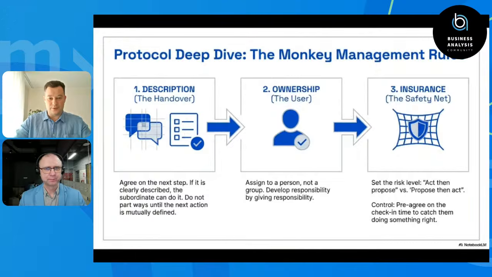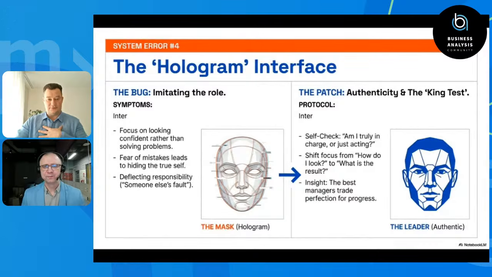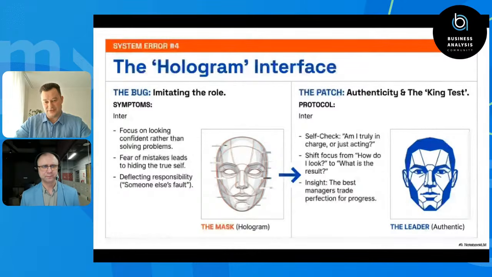So let's go forward. I believe we need to go to the fourth system error, and we call this error a hologram interface. That is something new, for example, personally for me, and I believe that we have a natural question from our audience. Dmitry, what do you think?